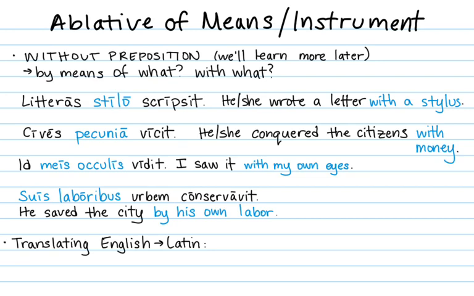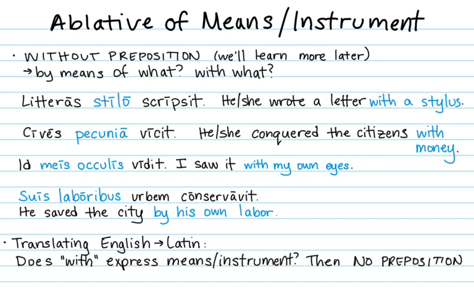So the question you have to ask yourself, if you're translating from Latin to English, with is often a very good translation of the ablative without a preposition. But if you're going the other direction and you're trying to compose Latin and your English sentence says with, then you have to ask yourself, does with express means or instrument? Does it answer the question by means of what? If so, then translate it in the ablative without a preposition.